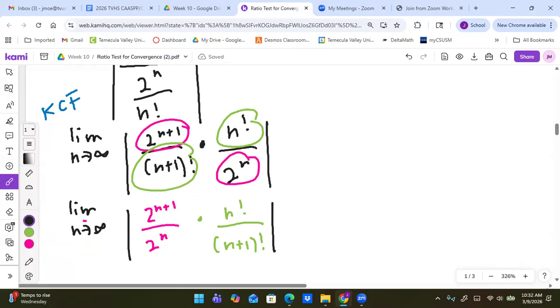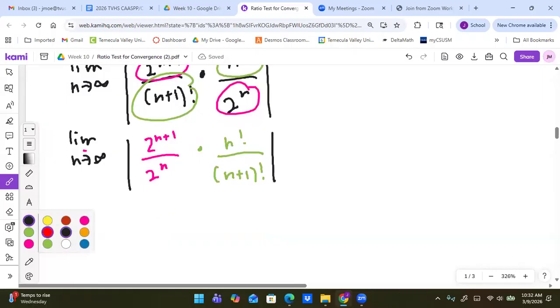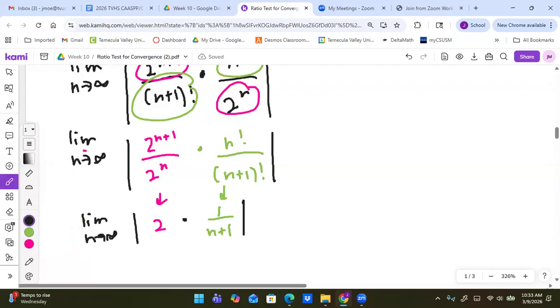We're going to simplify. This is just like the warm-up here. When we simplify the exponential, the n plus 1 is in the numerator, so that's going to leave behind just a 2. Gotta put my limit notation here again. And then n factorial over n plus 1 factorial, that's problem number 6 in the warm-up. That's just 1 over n plus 1. Okay, we simplified. Last step is we do the limit.